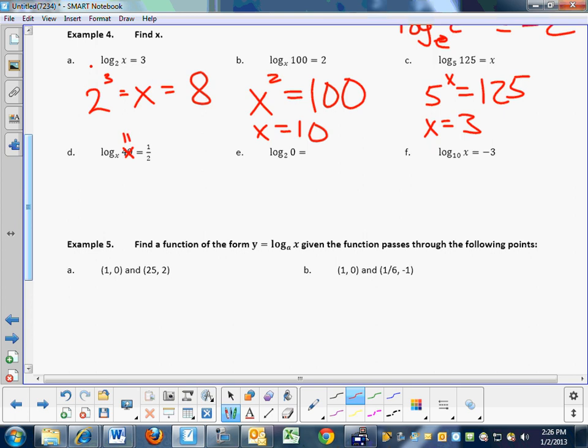Cross out 49. Let's make it 11. That'll be x to the 1/2 power is equal to 11. What number do you take to the 1/2 power to get 11? What number do you take the square root of in order to get 11? 121.